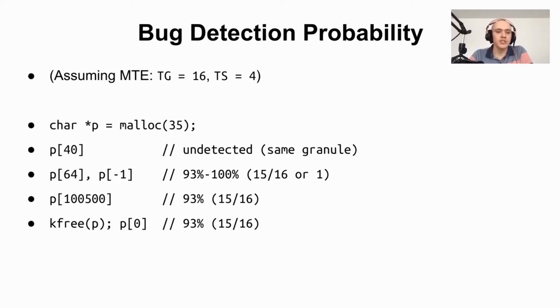And the same happens with use after free. Let's say we freed the pointer, but someone else allocated an object in this place, and someone else retagged the memory with a random tag. So in this case, there is still a 1 out of 16 chance that the tag on the memory will be the same as we had before.